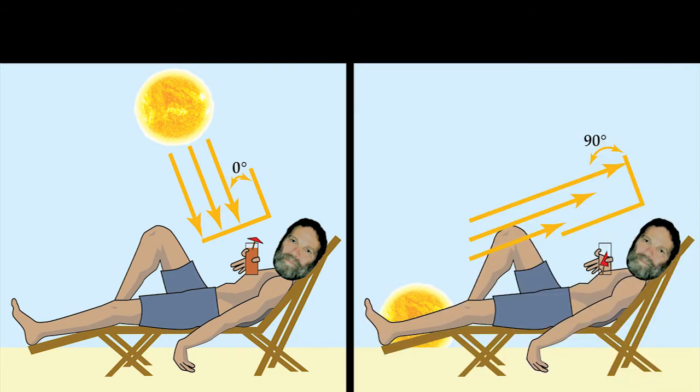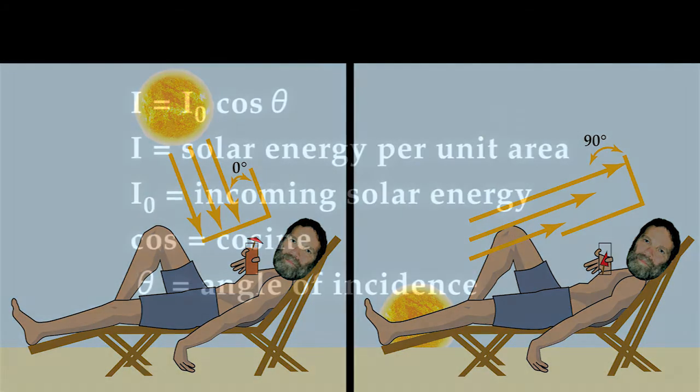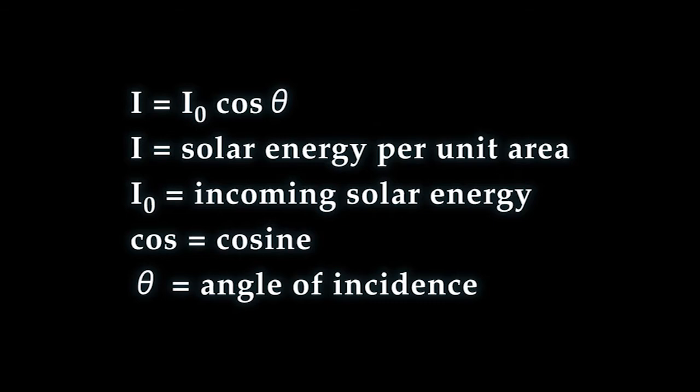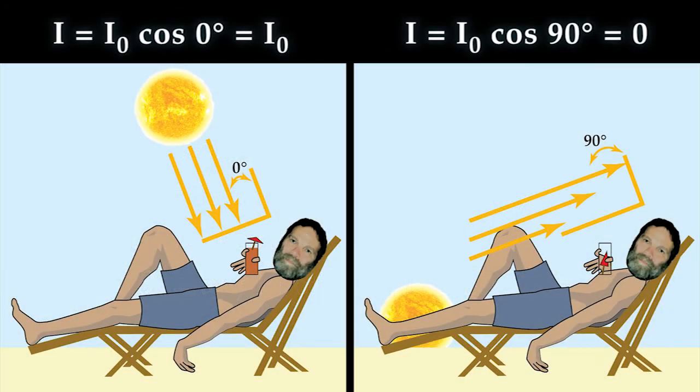The sharper the angle between the sunbather and the Sun, the greater the area over which a given amount of solar energy is distributed, and thus a smaller amount of energy per unit area. Mathematically, I equals I sub 0 cosine theta, where I equals the solar energy per unit area, I sub 0 equals the incoming solar energy, and theta is the angle of incidence. In the sunbathing example, for the sunbather perpendicular to the Sun, I equals I sub 0 cosine 0 degrees, which equals I sub 0. For the sunbather parallel to the Sun, I equals I sub 0 cosine 90 degrees, which is equal to 0.